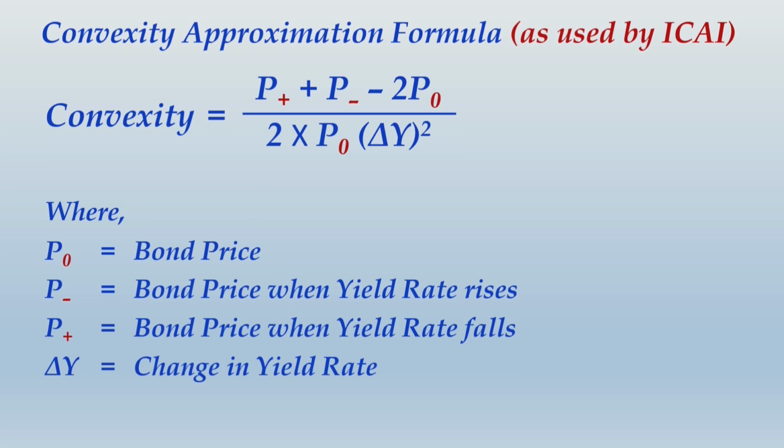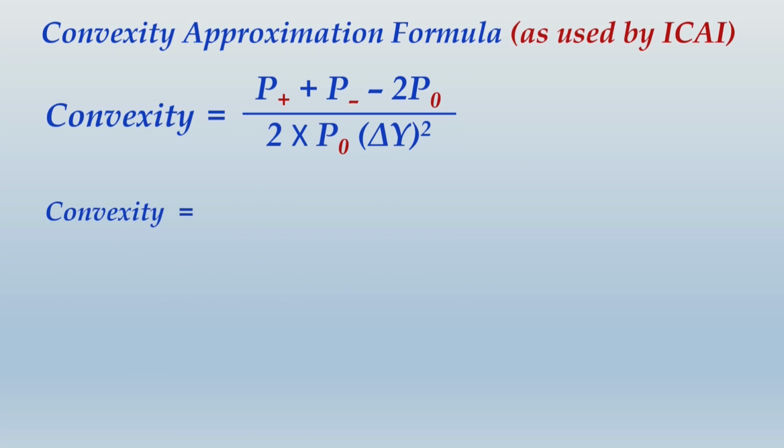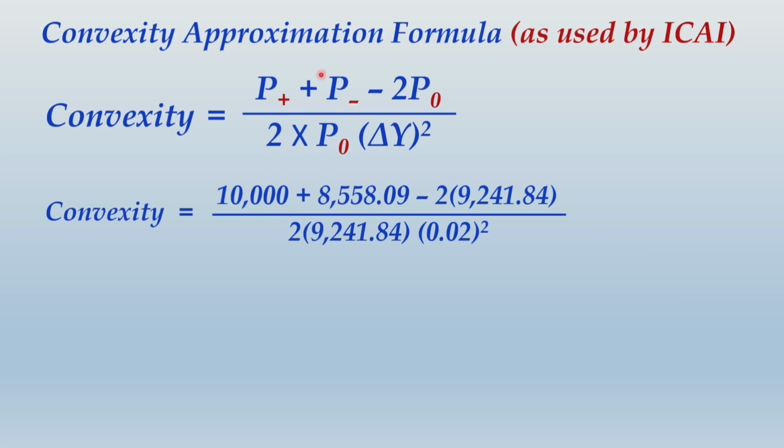So now when you apply these calculations, look at what you will actually get. P plus value is 10,000, P minus value is 8,558.09. These are the actual values that we have determined through the changes in the yield rate computed as intrinsic value of the bond with those revised yield rates in each case. 2 times of P0 subtracted, and in the denominator it is 2 times of P0 multiplied by delta y squared, that is 0.02 squared. When you make this calculation, do you know what you are going to get? You will be getting 10.064, which is almost half of the actual convexity value that we have computed.